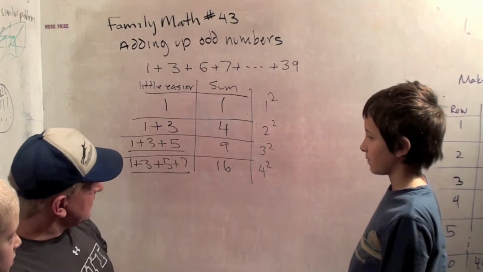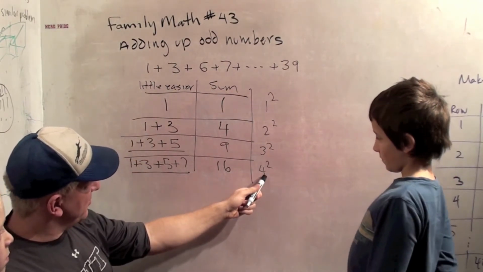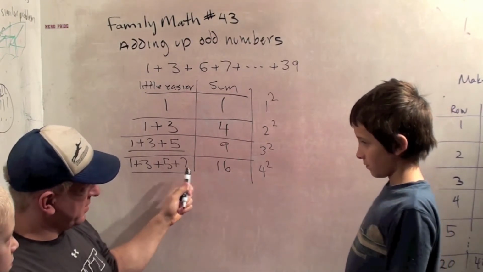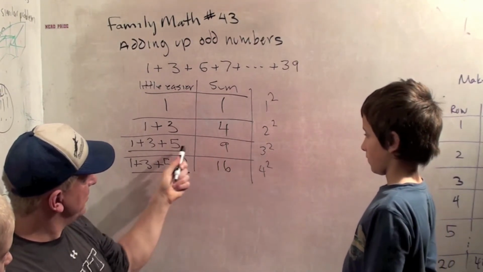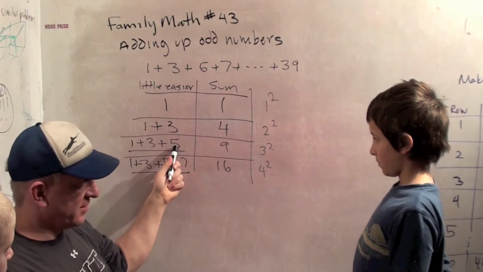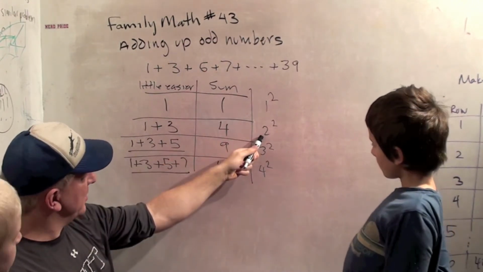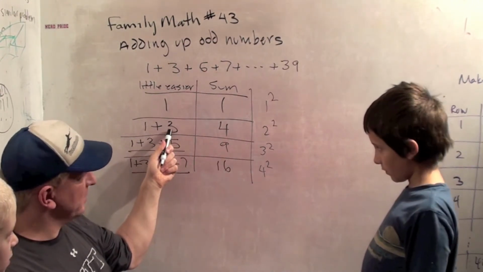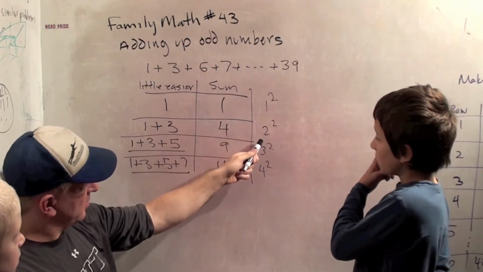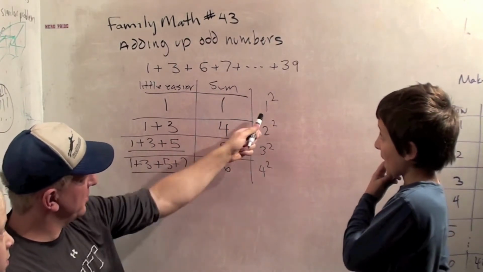Well, look at this. 4 times 2 minus 1 is 8 minus 1, which is 7. 3 times 2 minus 1 is 6 minus 1, which is 5. 2 times 2 minus 1 is 3. 1 times 2 minus 1 is 1.